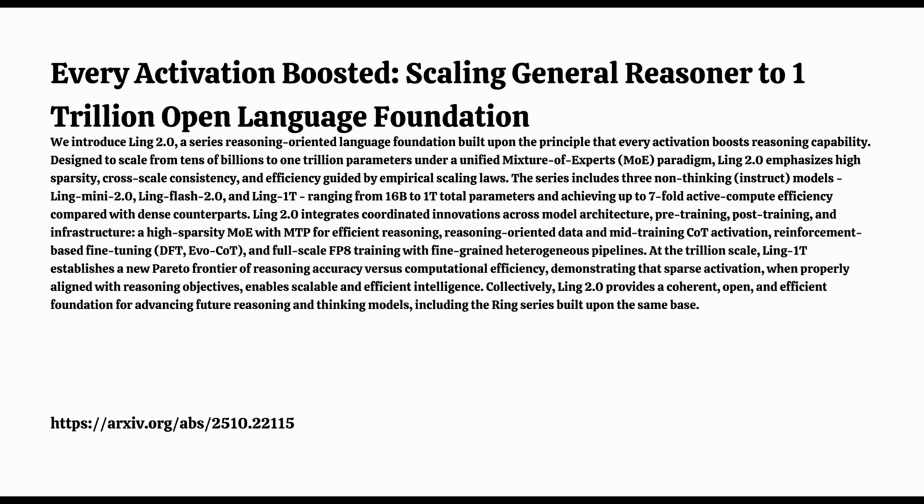It's about coordinated innovation. We'll be digging into 4 key areas where the Ling team really pushed things forward. We're talking model architecture, pre-training, post-training, and of course the infrastructure needed to handle it all. We need to see how all those pieces fit together to get that efficiency while still improving reasoning at the trillion parameter scale.